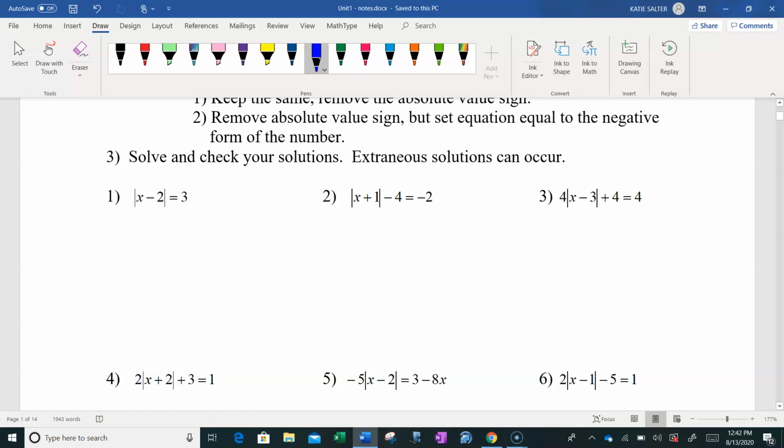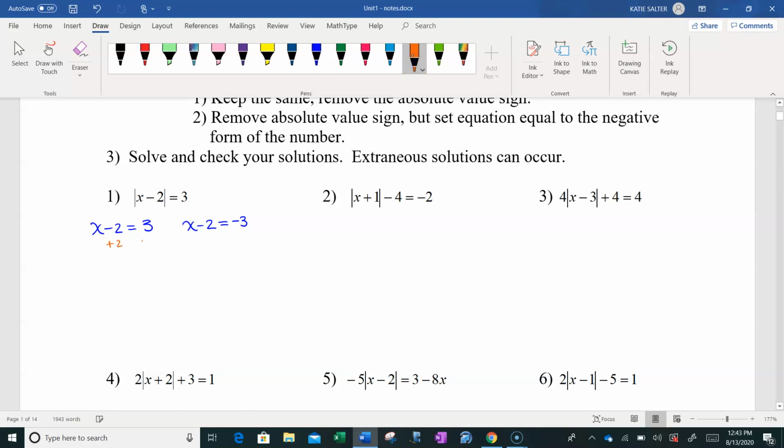Step 3, we're going to break our absolute value equation into 2 equations. So the first one we're going to keep exactly like it is, but drop the absolute value bars out. The second equation, we are going to drop the absolute value bars out, but negate whatever it's equal to. So since this is equal to 3, this one will equal negative 3. And then we just solve each equation.